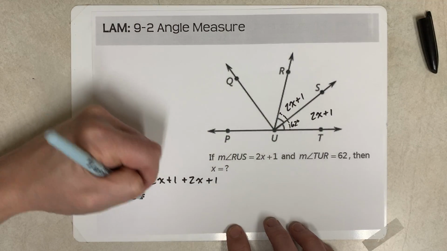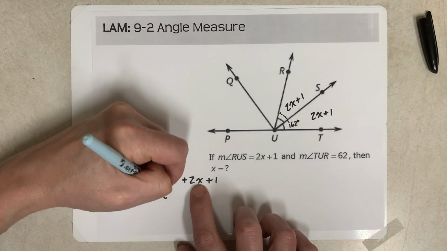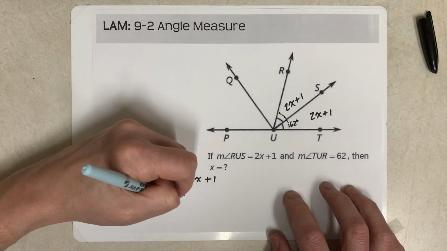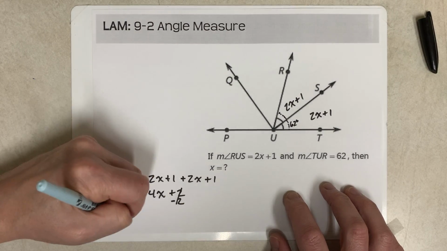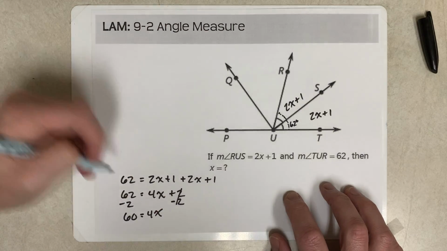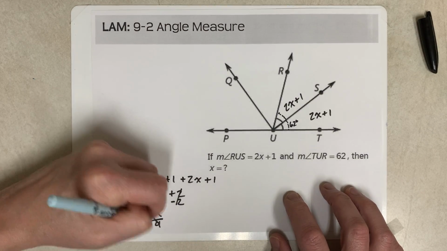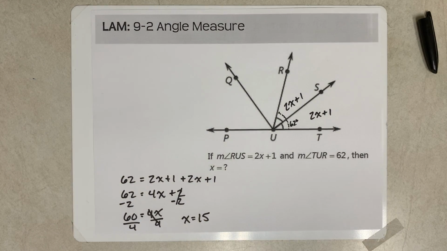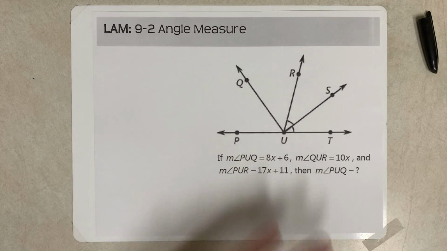So 62 is equal to 2x and 2x make 4x. 1 and 1 make 2. Take 2 away from both sides. Minus 2, minus 2. So 60 is equal to 4x. Divide by 4. And we see that x is going to be equal to 15 in that one. All right, so for some of these diagrams, you just have to take it kind of slow and identify what information you have been given already from the diagram, such as congruent angles.